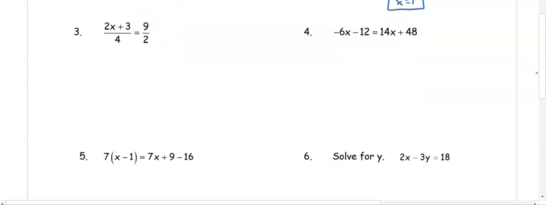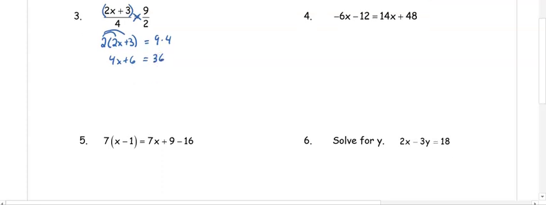In number 3, we have a proportion. So in order to solve a proportion, you are going to cross multiply. So we have 2 times 2x plus 3 equals 9 times 4. So we're going to distribute the 2 to both terms because we wanted to put this in parentheses. 4x plus 6 is equal to 36. Next, we are going to subtract 6 from both sides, so we get 4x is equal to 30. Then we can divide both sides by 4, so x equals 7.5, or as a fraction, we could have 15 over 2.